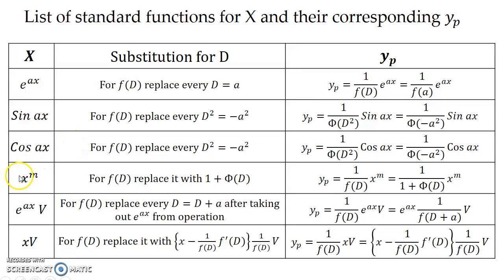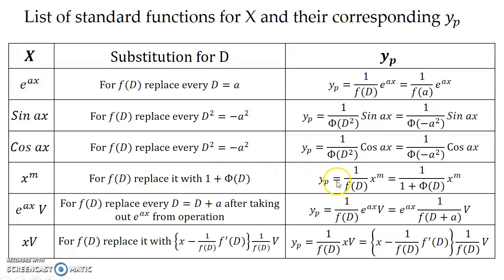Let us come to the next standard function, that is x raised to m. Whenever you come across this function, what we do is we replace fd. We rewrite fd as 1 plus phi of d. Suppose your function is d square plus 2d plus 2. What you do is separate one out, and whatever is left, write that as phi of d.